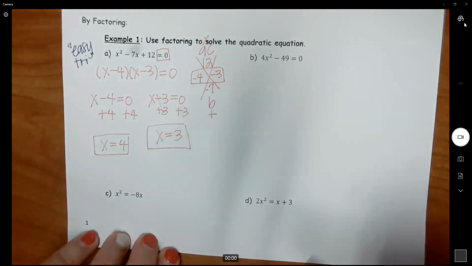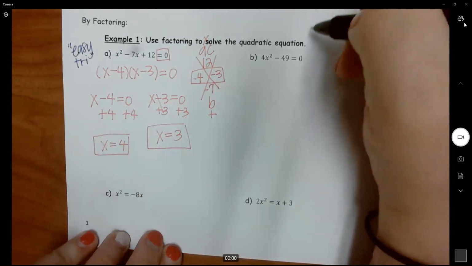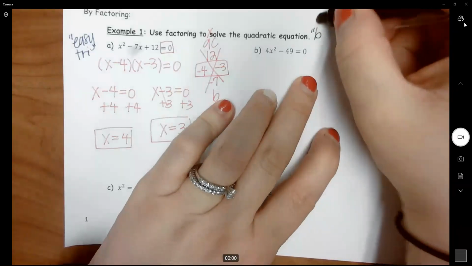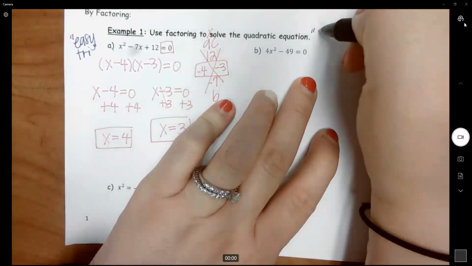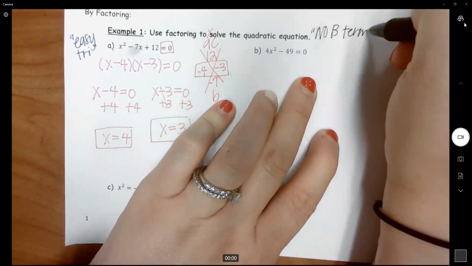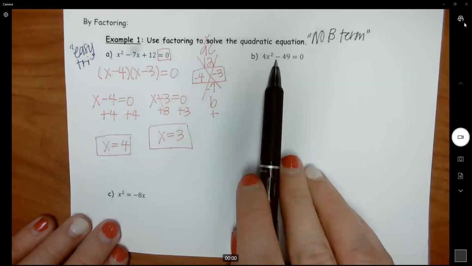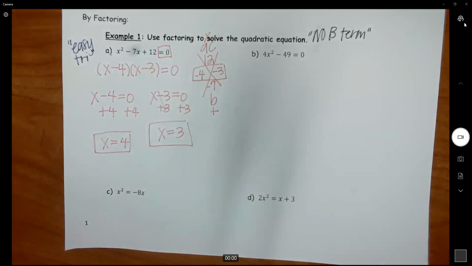This one here, notice we have a square term and we have a constant. This is my example with no b term. You have two of them, but you're missing that bx in the middle. When that happens, this is called difference of squares.